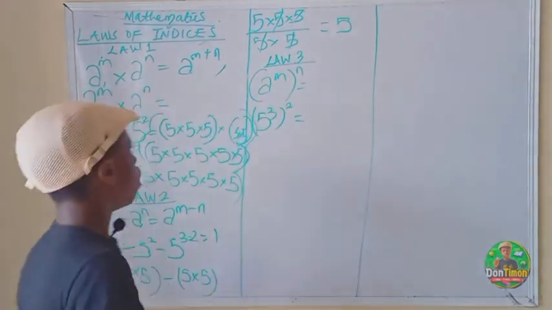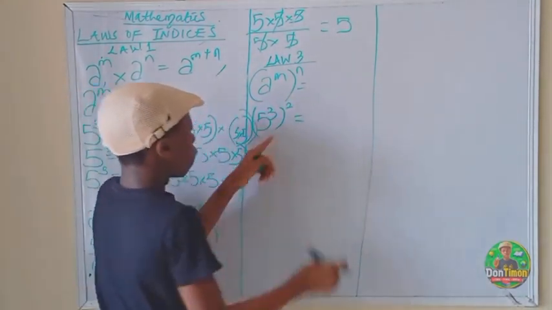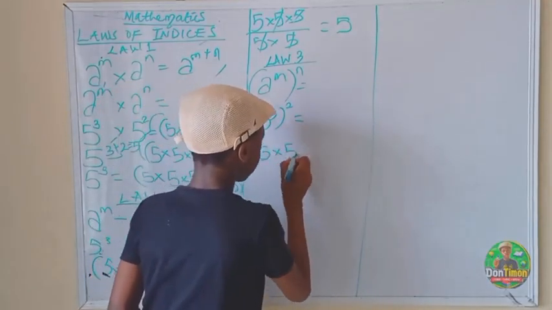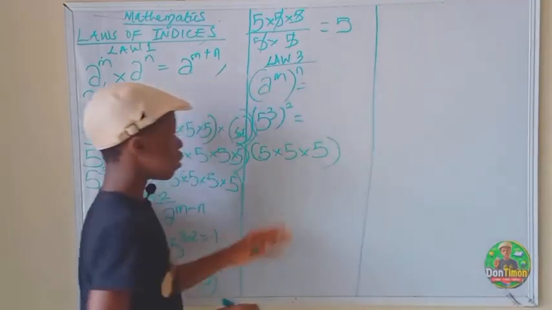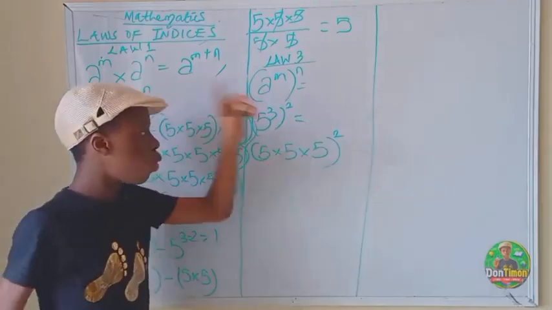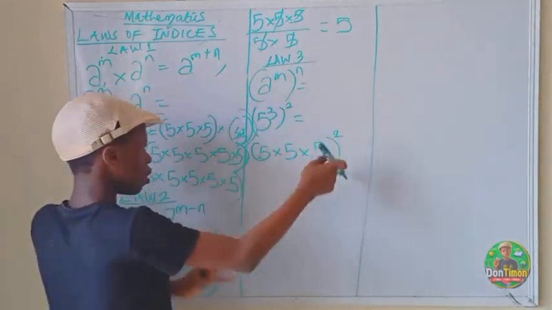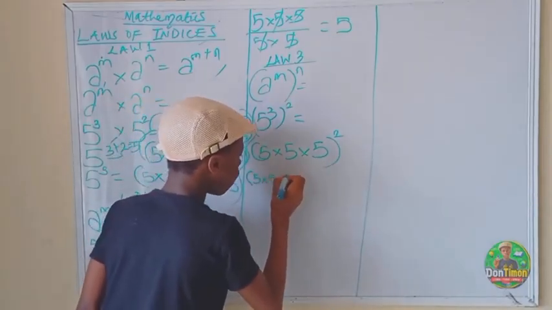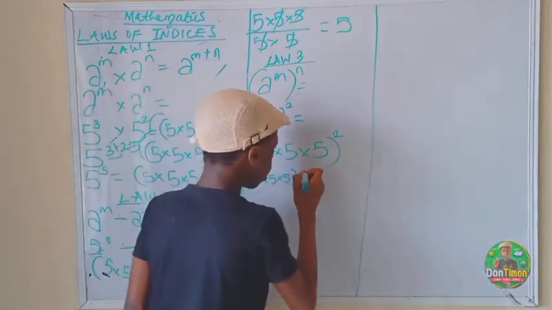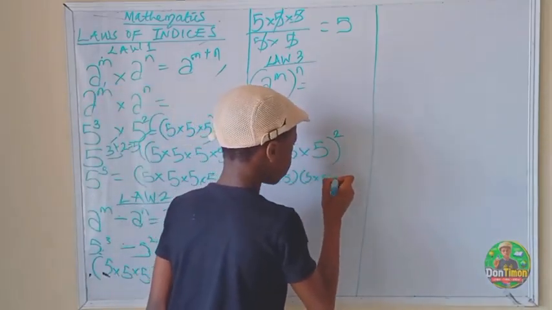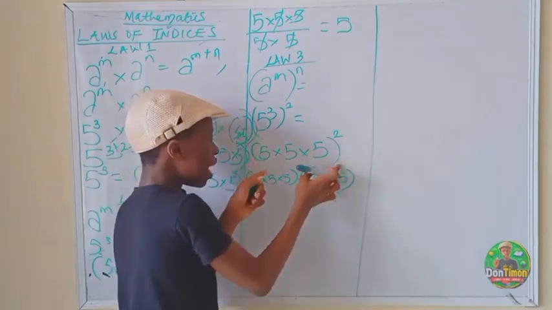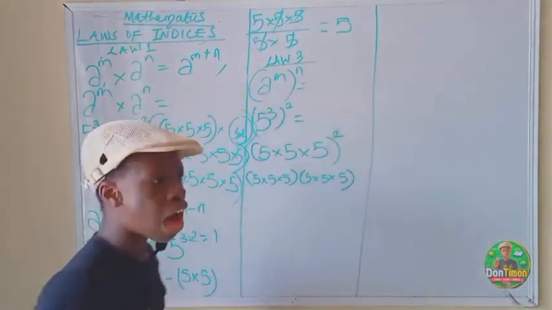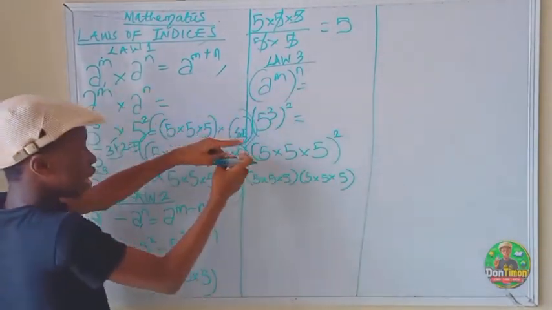No, that's wrong. Let me give you an example. 5 to the power of 3 is basically the same thing as 5 times 5 times 5, raised to the power of 2. Now, all of this raised to the power of 2 will give us 5 times 5 times 5, close bracket, and the other one, 5 times 5 times 5. Note, when any number is surrounded by brackets and it has a power outside, that means the power affects everything.